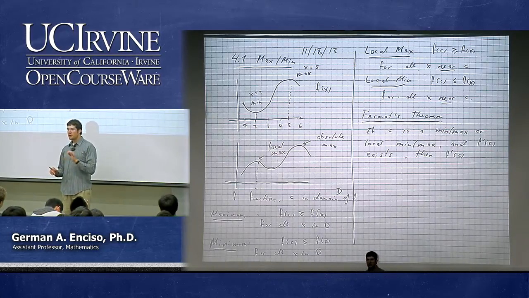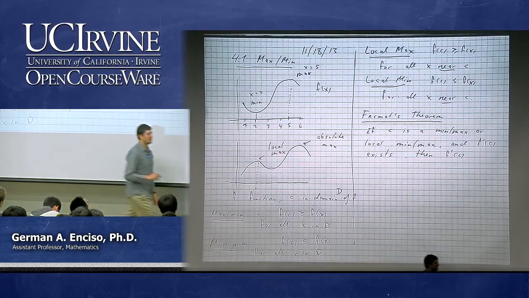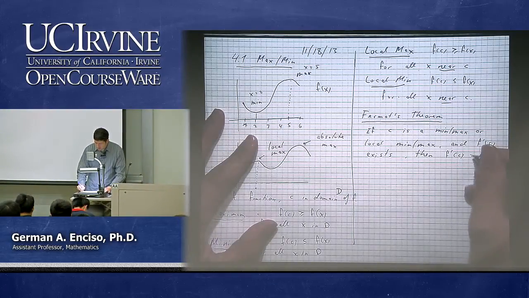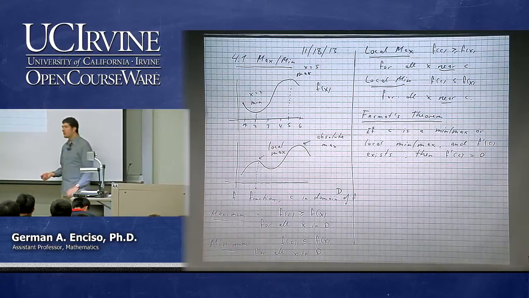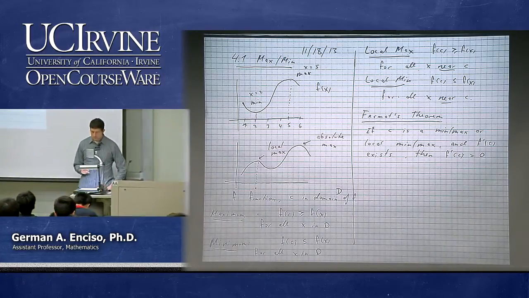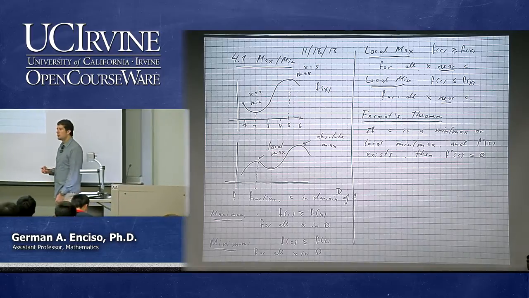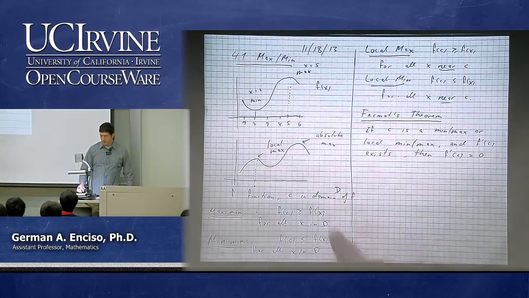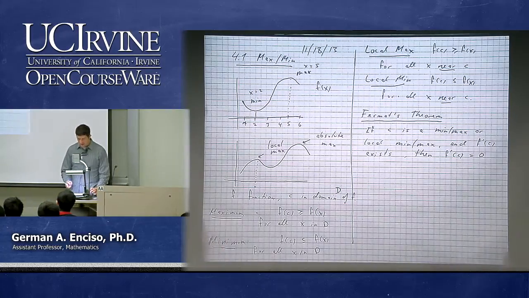Now, this works not just for maxima and minima, but also for local maxima and minima. That's why we need to think about local maxima and minima too, because they're going to be thrown in as well. Okay? Then f prime of c is equal to 0. Maybe in a moment, if we have time, we're going to prove this theorem, but for now, let's just go with it.